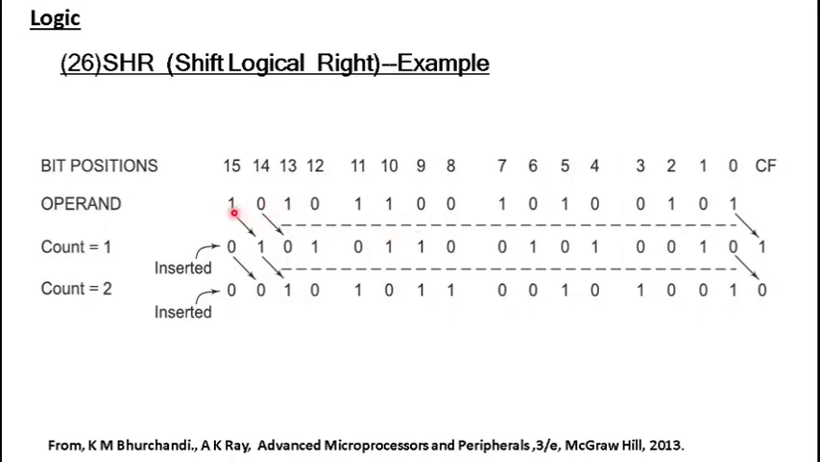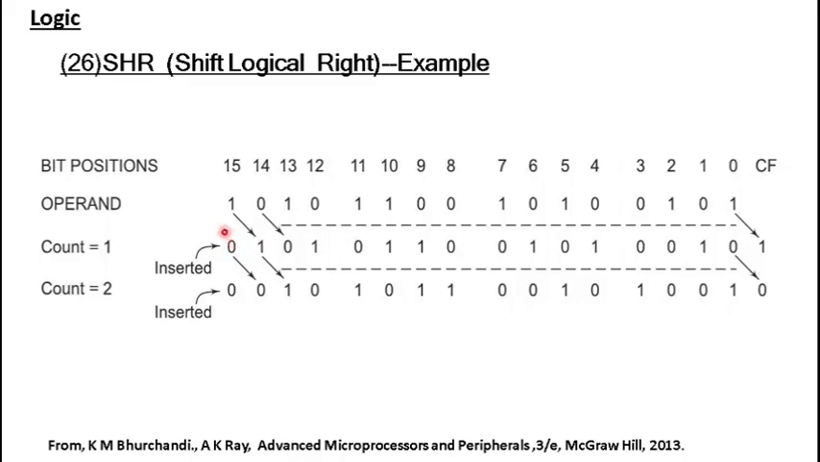If you see here, this is the operand that has to be shifted. Now one shift instruction is issued. This LSB will be shifted onto the carry flag. Then the remaining bits will be shifted towards the LSB section, while the vacant space on the MSB is filled with 0. Then this will be the final value left in the destination.